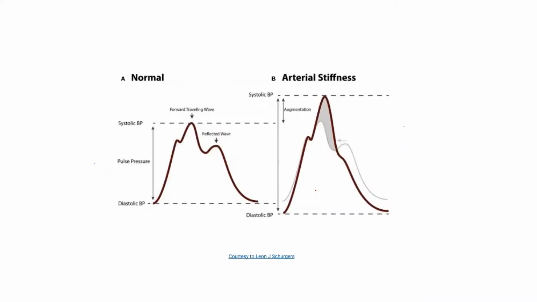Okay. Now, the normal arterial pressure tracing is this one, and this is arterial stiffness. Can you describe this arterial stiffness?